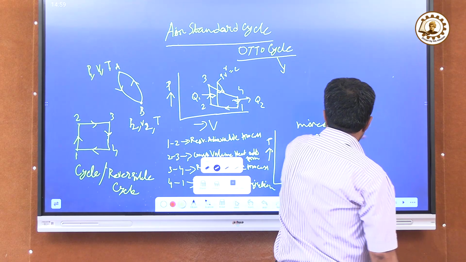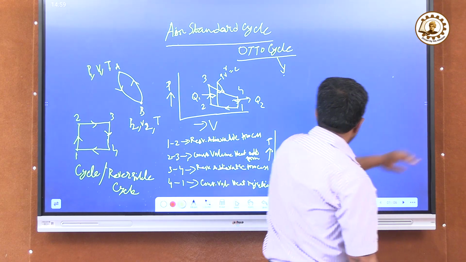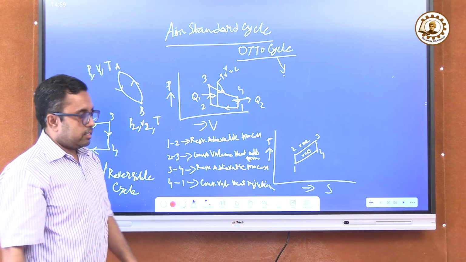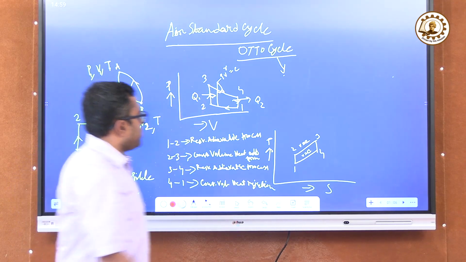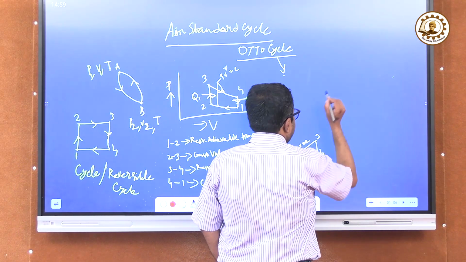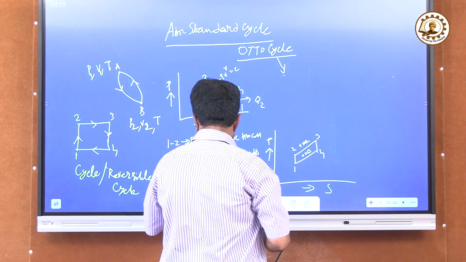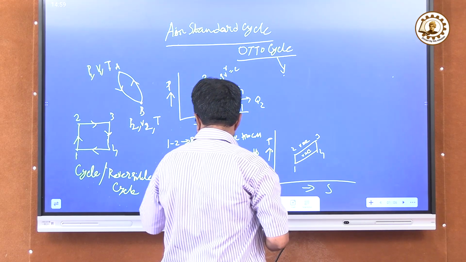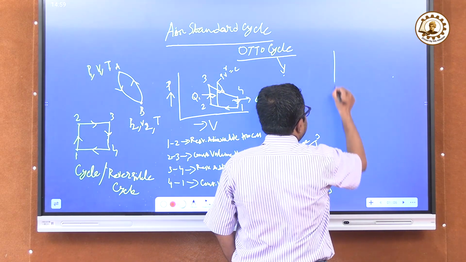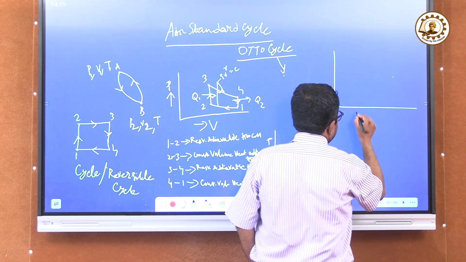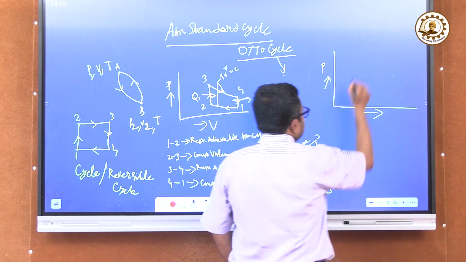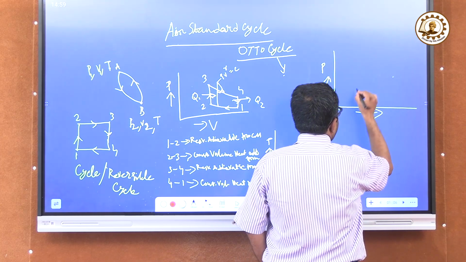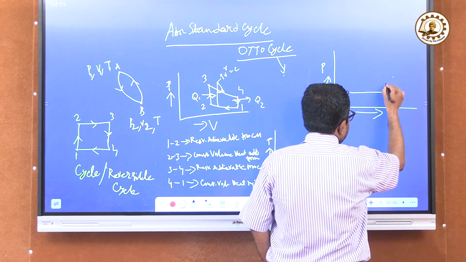Now, we said previously that this is applied in the spark ignition engine. For that kind of engine, what will be the form of this PV diagram? This PV diagram looks like that. It is V, that is P. This is 1.